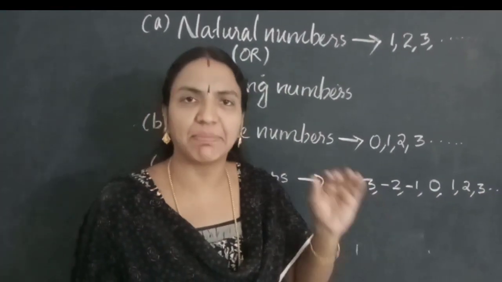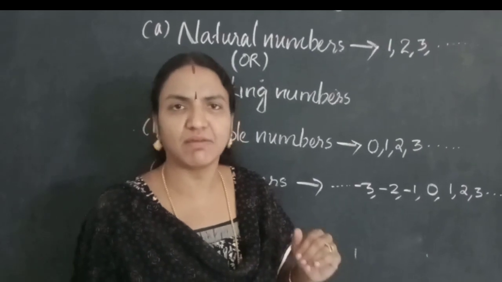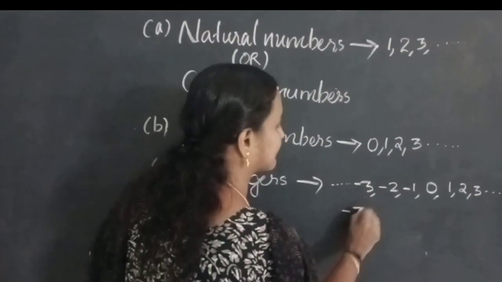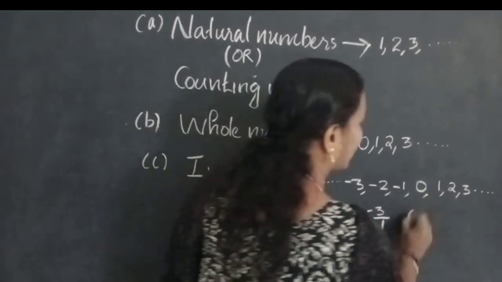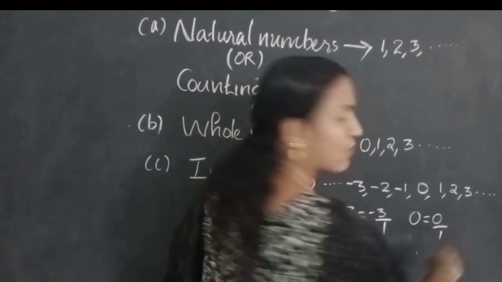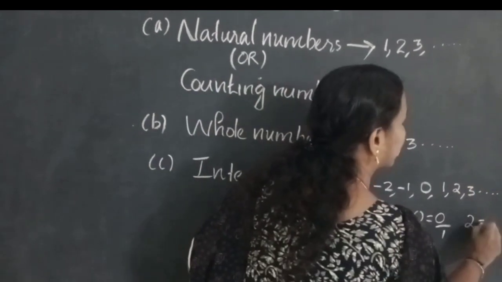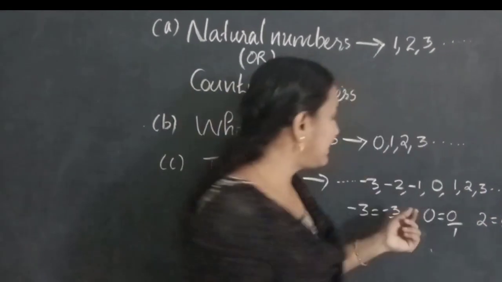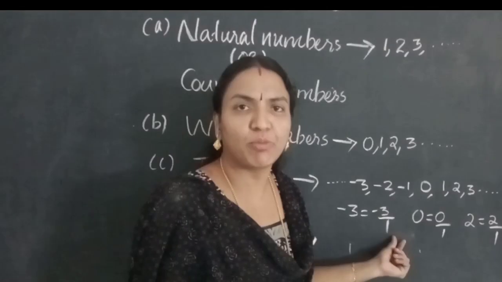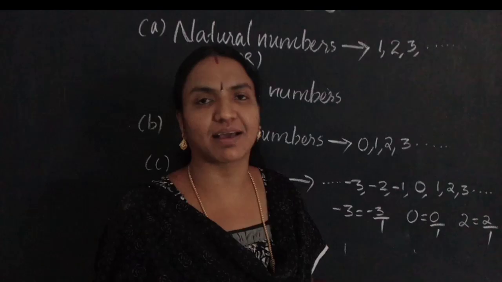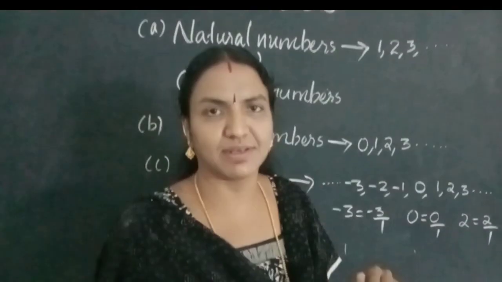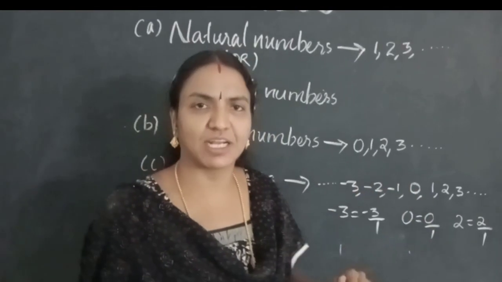Every integer can be written as that number divided by 1. For example, minus 3 can be written as minus 3 by 1, or 0 can be written as 0 by 1, or 2 can be written as 2 divided by 1. That means numerator by denominator. Such numbers are called rational numbers.